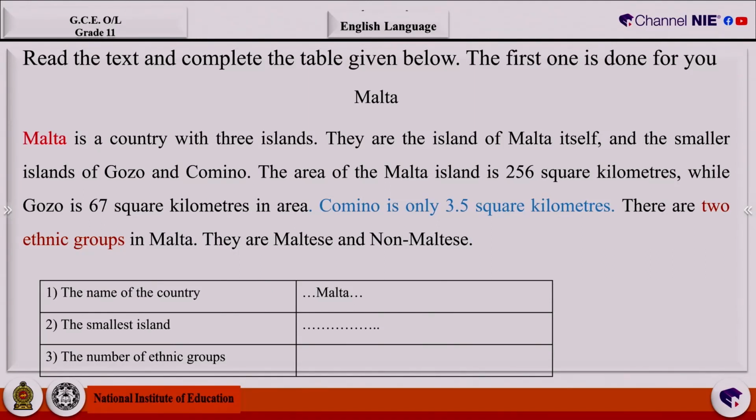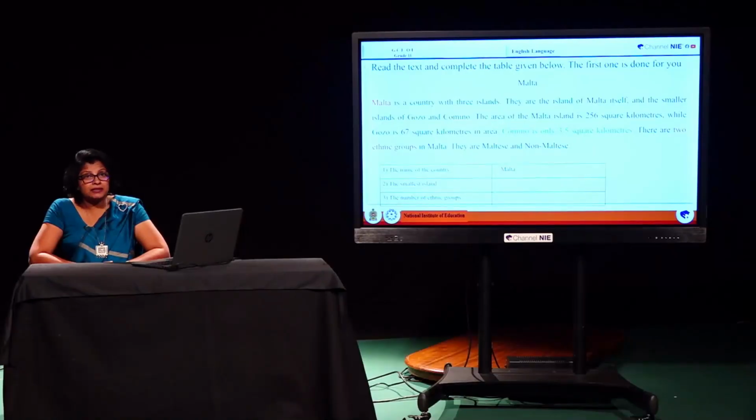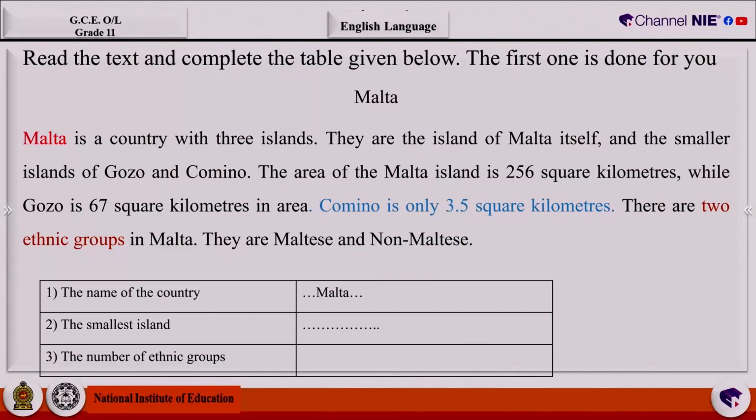For example, the questions in the table. Number 1, the name of the country. Number 2, the smallest island. Number 3, the number of ethnic groups. So those are the questions, and we have to find the answers to these questions and complete the table. So what is this paragraph about? It is about a country called Malta.